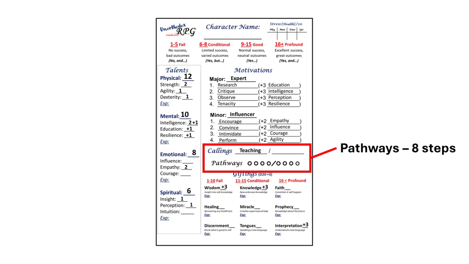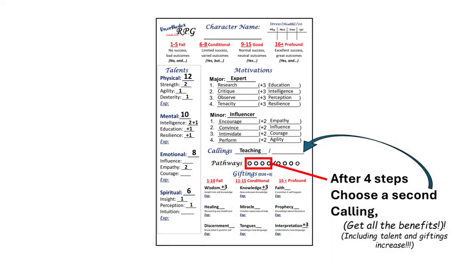In addition, after filling in the 4th step or the full circle, the player can add an additional calling, not the same one, giving the character 2 in total. So the 2nd calling includes the additional points for the subsequent talents, which is a feature of the calling, as well as each calling provides additional points to 3 of the giftings as well. I hope that made sense.